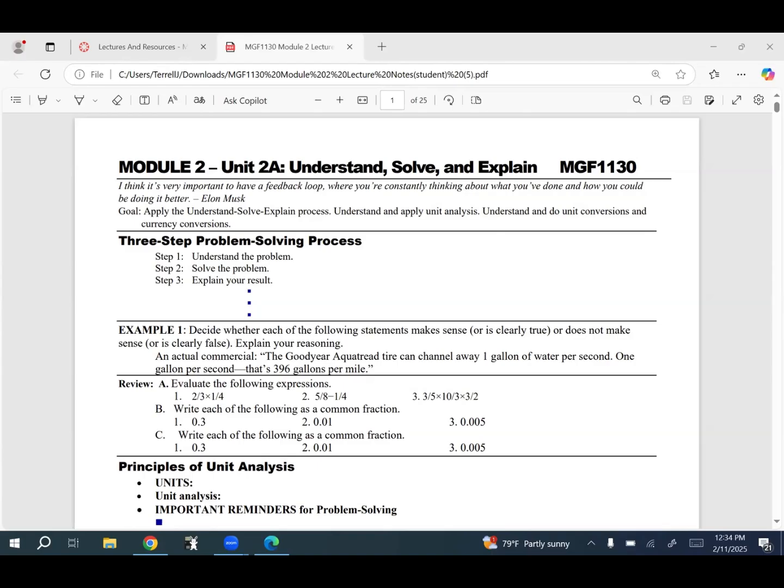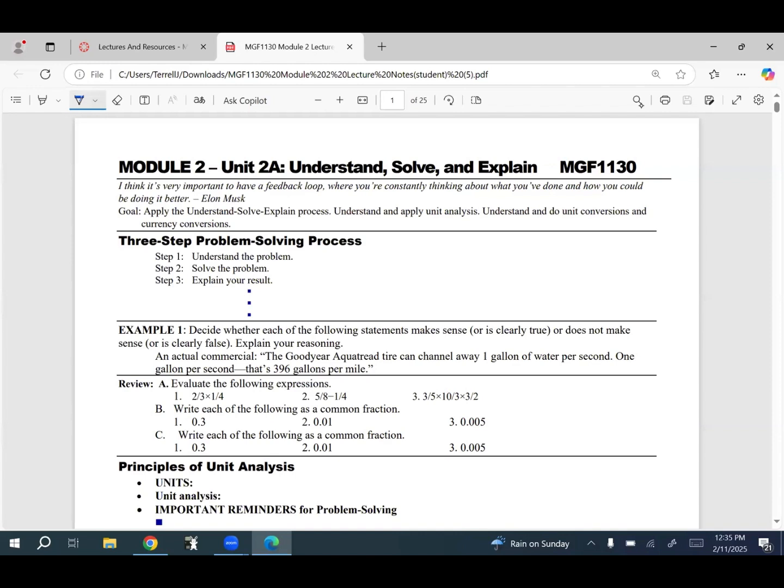In 2A, we're talking about problem solving. We're actually going to talk about problem solving when there are different units. So a few things, and I'm going to skip around a little bit on the notes, but when you are problem solving, the first thing you want to do is understand the problem. You have to know what it's asking for, right?